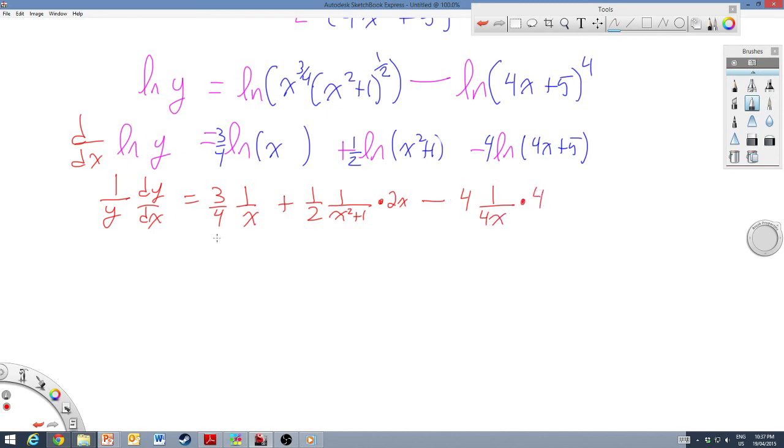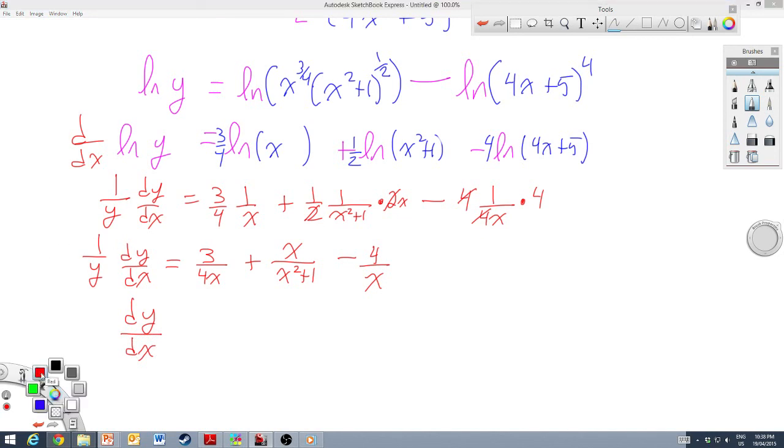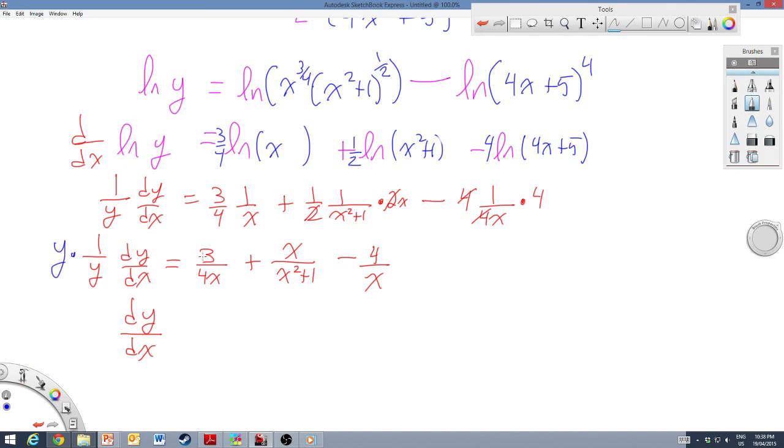After a little bit of simplification, we'll get the following: 1 over y dy dx equals 3 over 4x plus, let's see, those 2's will cancel out, so we get x over x squared plus 1 minus, that 4 and that 4 cancel out, so we get 4 over x. Okay, and then last step is we want to get dy dx by itself, so I will multiply both sides by y. So let's use a different color. So y times this, y times that. So dy dx is equal to y times 3 over 4x plus x over x squared plus 1 minus 4 over x.